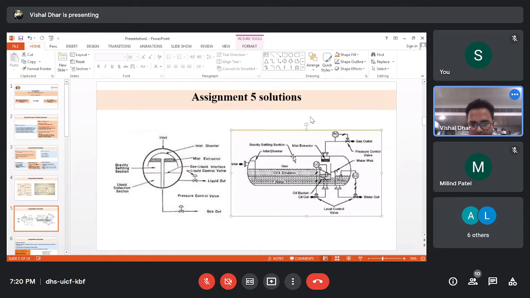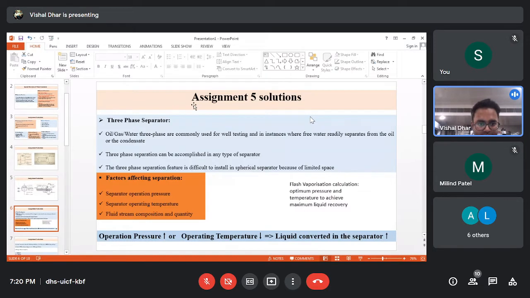Then there is the three-phase separator for separating oil, gas, and water. So, what is a three-phase separator? Oil, gas, and water three-phase separators are commonly used for well testing and in instances where free water readily separates from oil or condensate. It is mainly used where three phases are present: oil, water, and gas. A three-phase separator can be accomplished in any type of separator. Any type of separator can be modified and made into a three-phase separator.